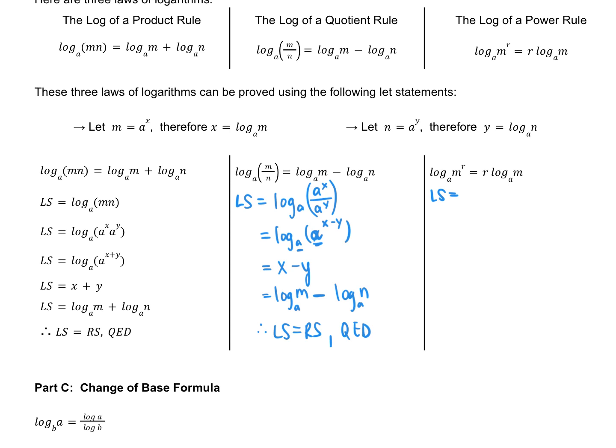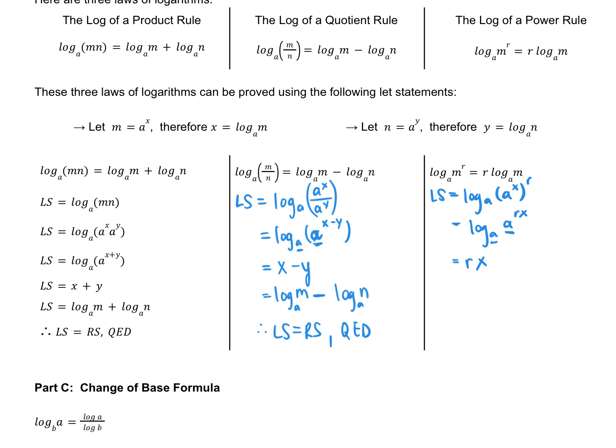All right, the final law. I'm going to start with my left side again. And I'm going to replace m with a to the x. And then that's all to the power of r. And we know that when we have a power to a power, we can just multiply those. So x times r, or r times x, here we are. I'm going to write it as r times x for a reason. We'll see in a second. And again, same base, and the log and the exponent. So we're just going to be equal to r times x.